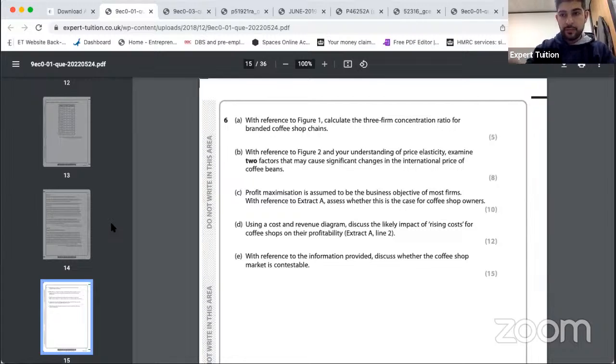Once you get to section B, the very first thing I want you to do is straight away go and read the questions, and only 2 questions in section B: the 15 and the 12. Most of the time, you will know what topic it is. So here, with reference to information provided, discuss whether the coffee shop market is contestable. Obviously, we're dealing with contestability, so I know what I'm looking for. The impact of rising costs. Again, obviously, I know what I'm looking for.